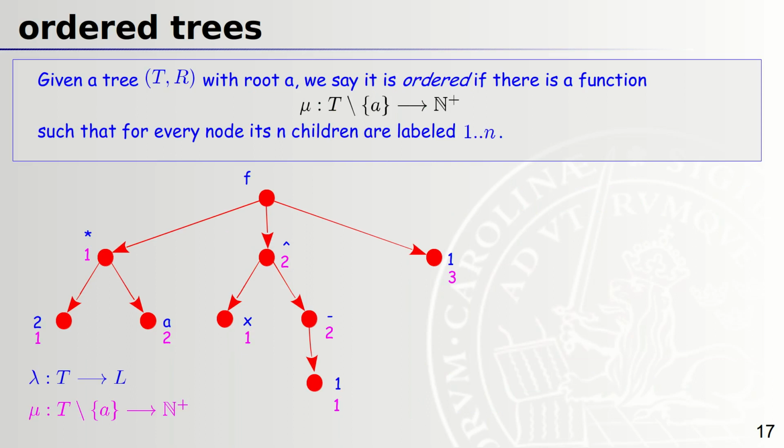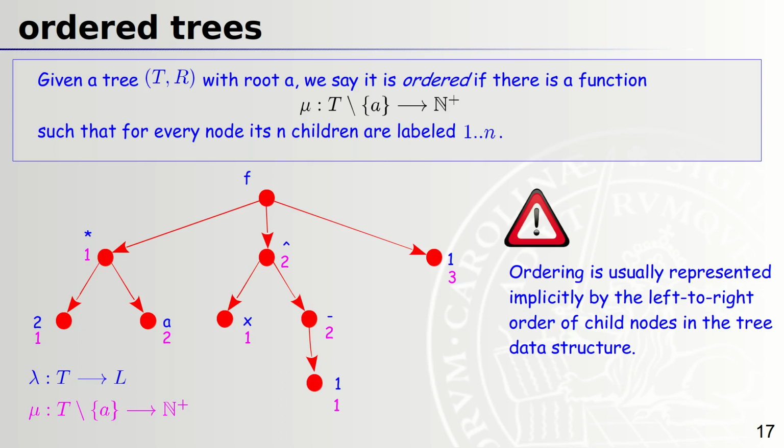That is why we need ordered trees. When the order among children matters, as it does typically with trees representing syntax, for example, we need to add a little more information to them. This can be done using a function like mu, which maps all non-root nodes to a natural number so that the n children of each node are numbered 1 through n. So with the numbering as in the mu in the example, the expression syntax tree could be made to uniquely represent one particular expression.